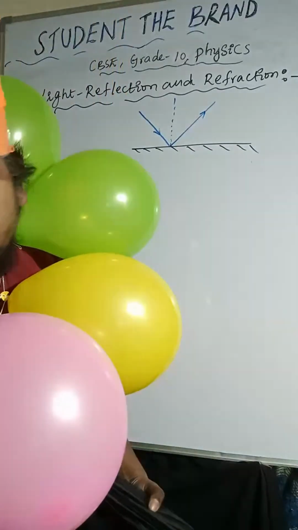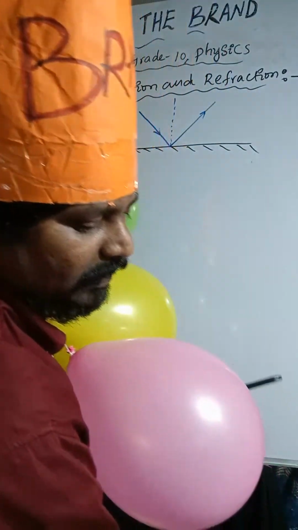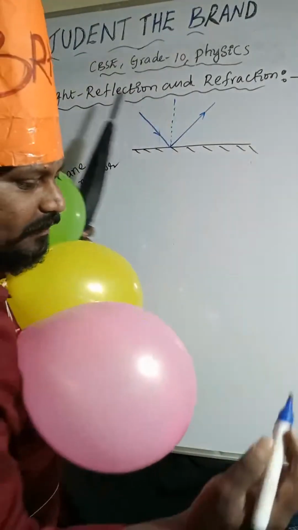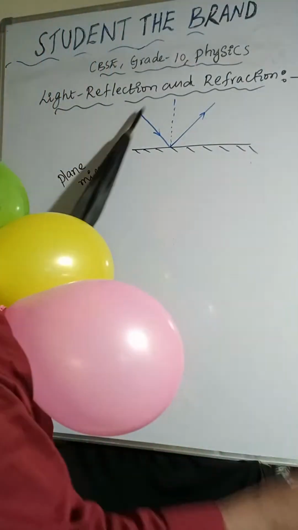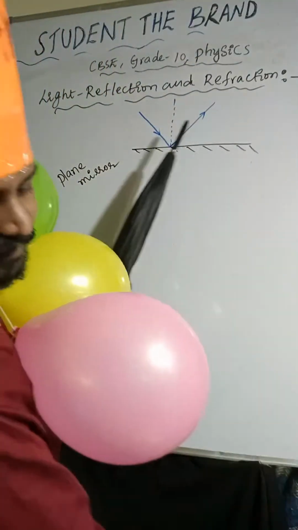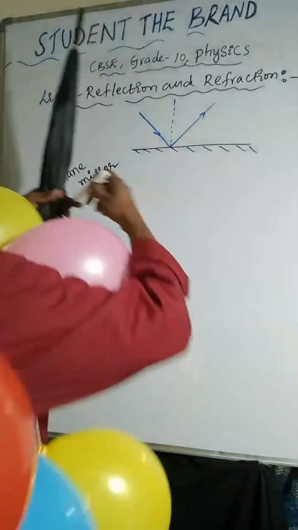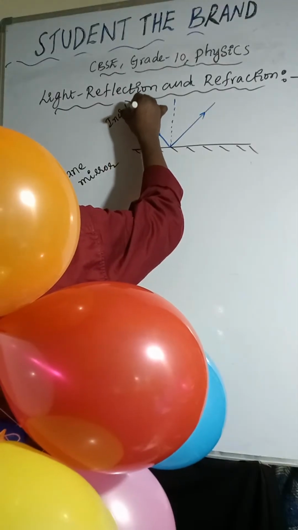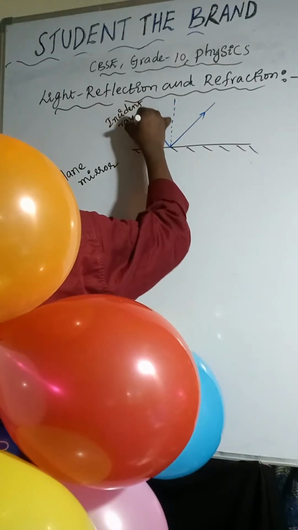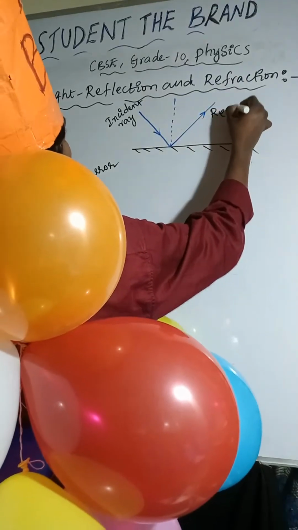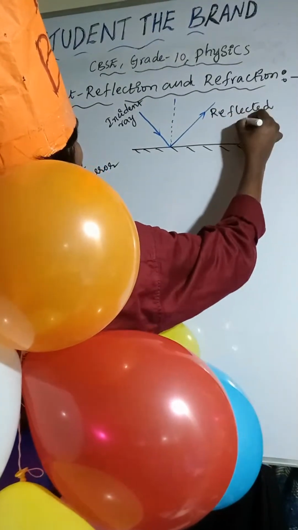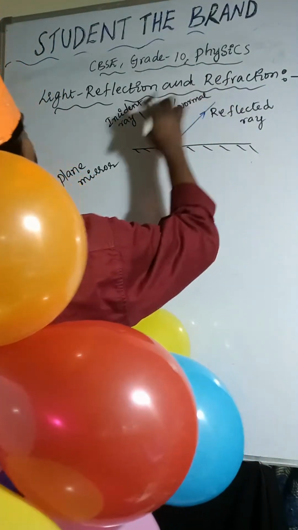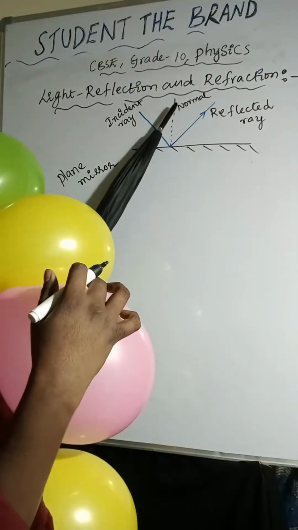So here you can observe these are the incident ray, the reflected ray, and the normal line. This is the incident ray, this will be the reflected ray, and this one I am considering the normal. Incident ray, reflected ray, normal line.